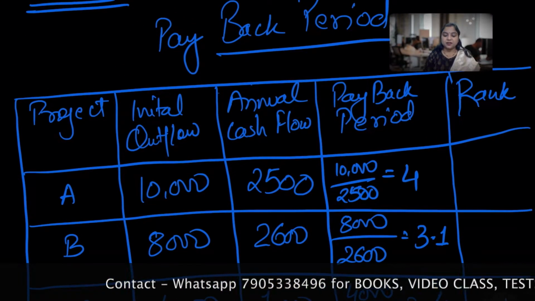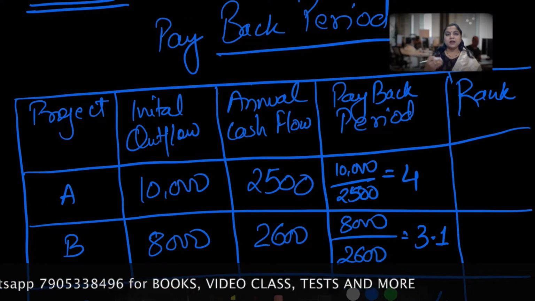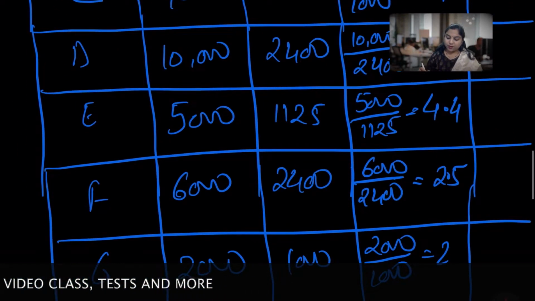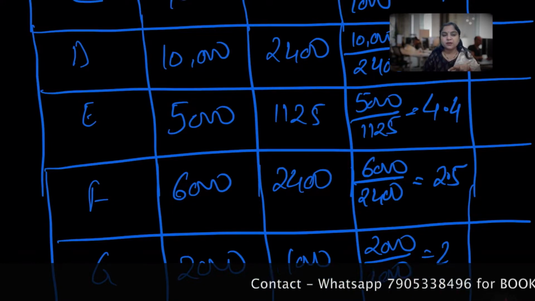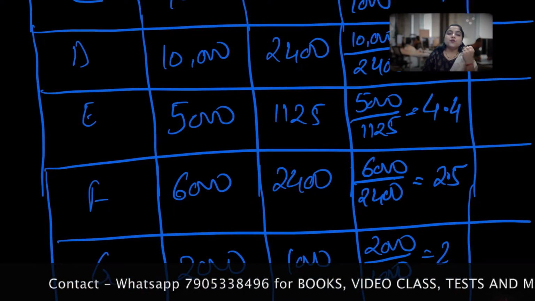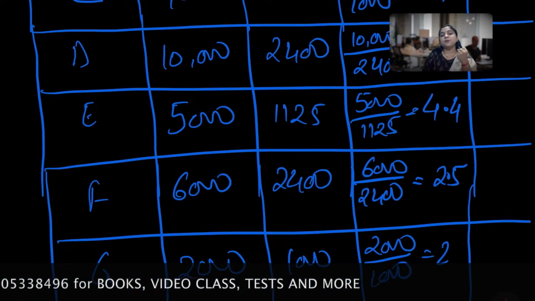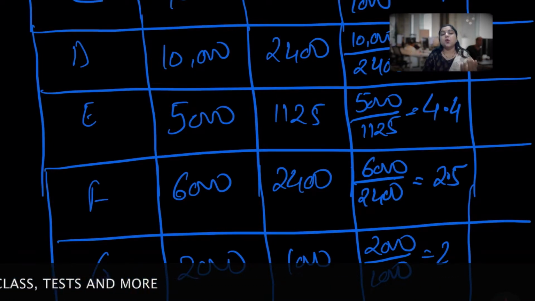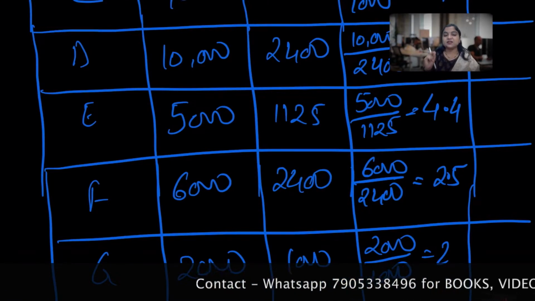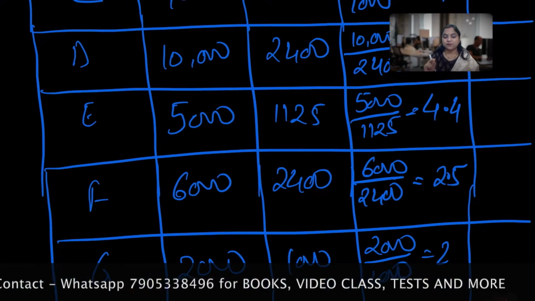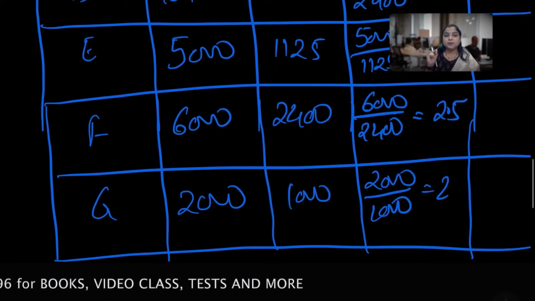So we calculated the payback period, outflow by annual inflow. So now it's time to give them a rank. So how will we give the rank? Conceptually, if I put 1,000 rupees in a project, then when I get this 1,000 rupees back will be good for me. The earlier I get it, the better for me, the more I will be able to generate return. So the least time, the minimum time, is the priority one.